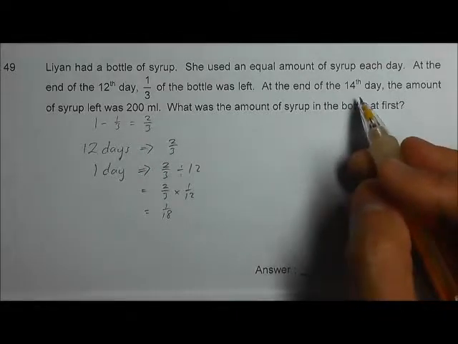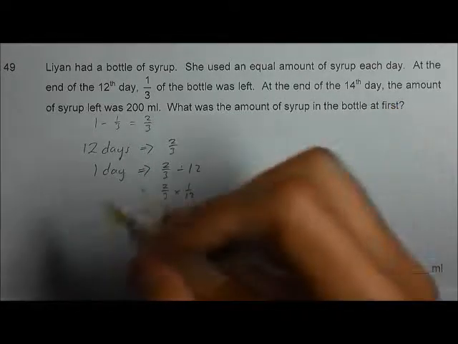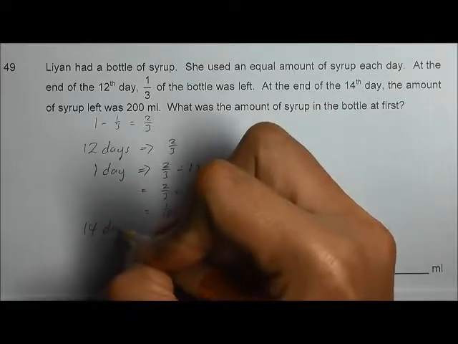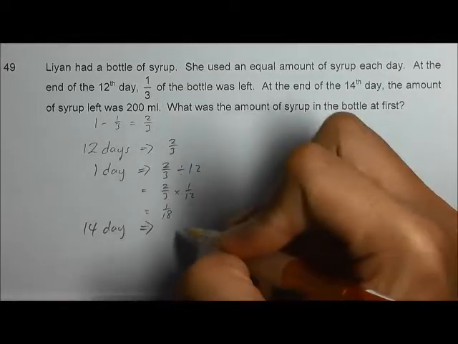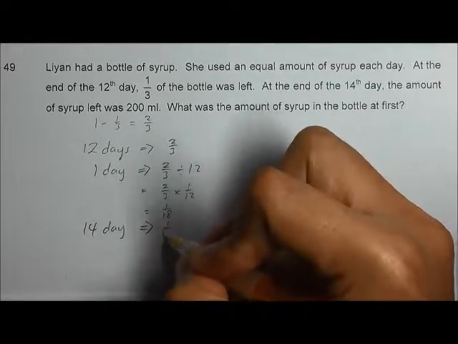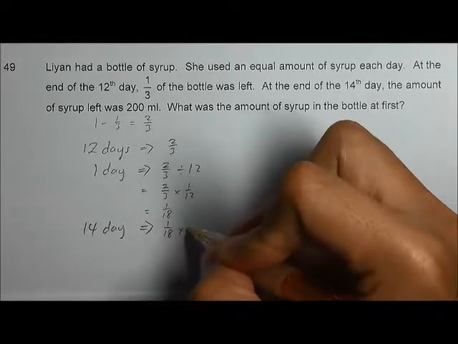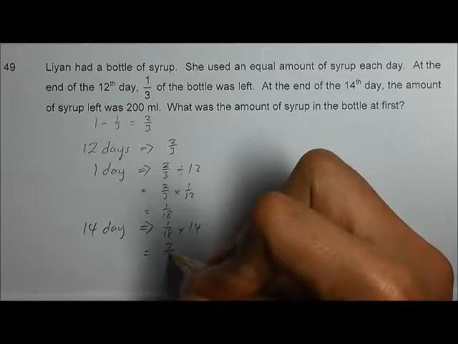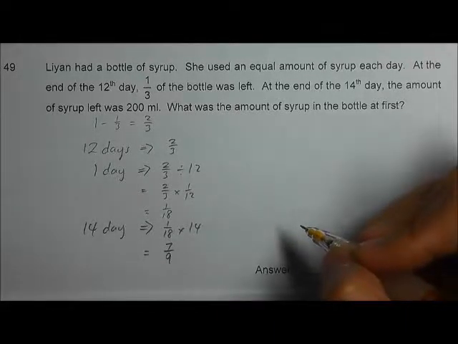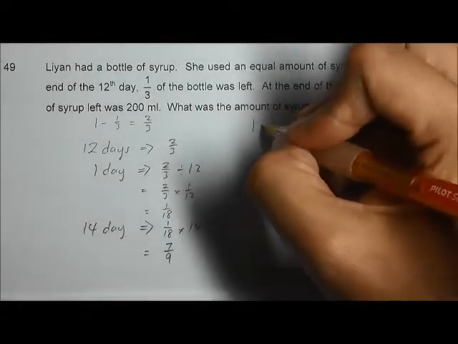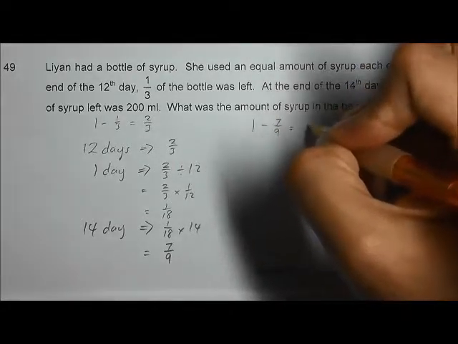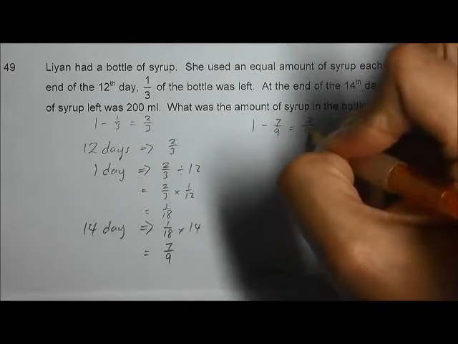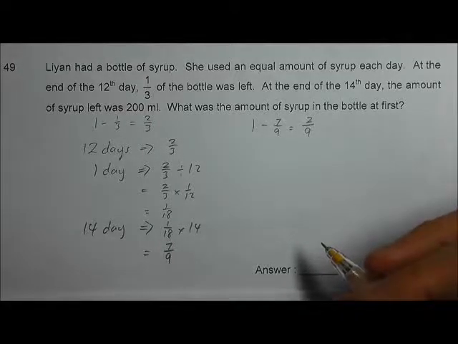So at the end of the 14th day, she would have consumed 1/18 times 14, that will be 7/9 of the bottle. Okay, so 1 minus 7/9 means that 2/9 of the bottle is left.